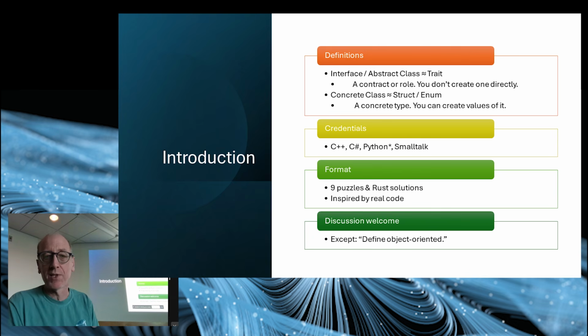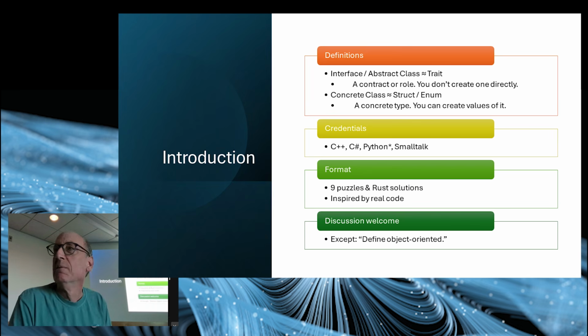We'll see. The format of this is that I'm going to have 9 puzzles, things that you might come across when you're programming in Rust that you need to solve. I'll present them first from a class point of view, and then we'll see code in Rust that will solve them. Discussion is welcome. I don't care if we don't get through all the slides. I'll just have a part 2 or whatever later. The one exception to that is I don't want us to try to define what object-oriented really means. It's too controversial.